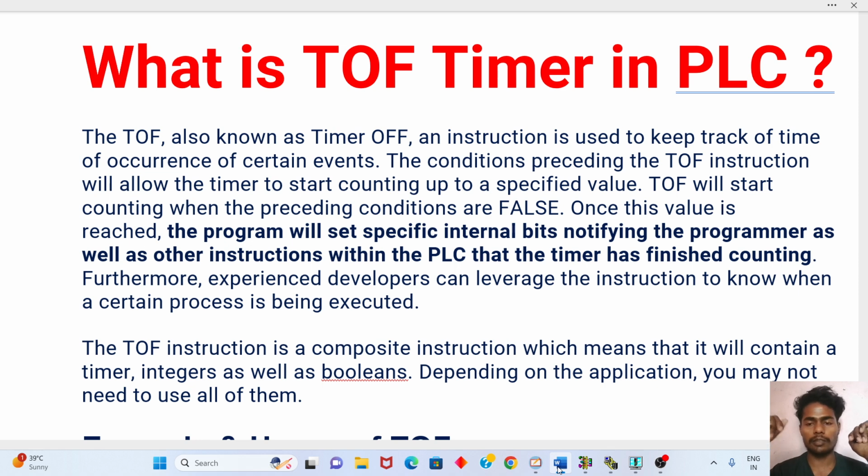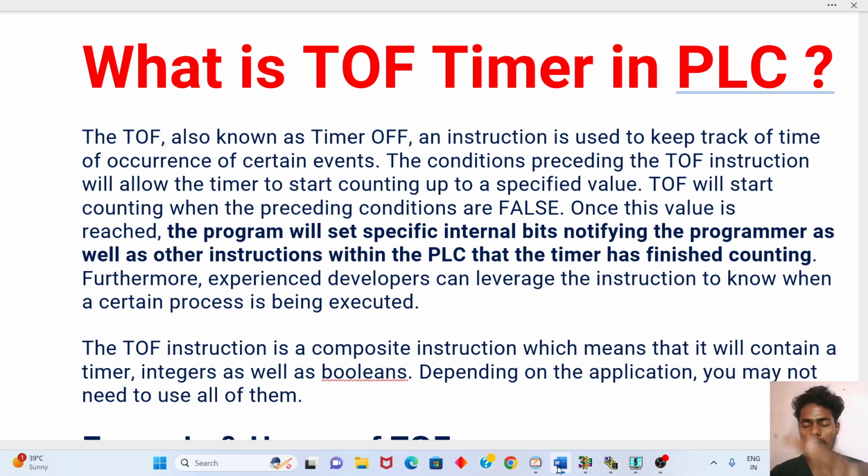So engineers, in this video today I have covered the TOF timer in PLC. Firstly, you should know what a TOF timer in PLC is. The full form of TOF timer is timer off delay, means off delay timer. It is basically used where, after you turn off the push button, then our program will be executed, then any application will be executed.